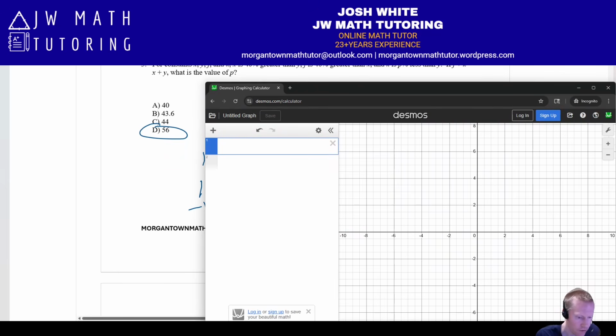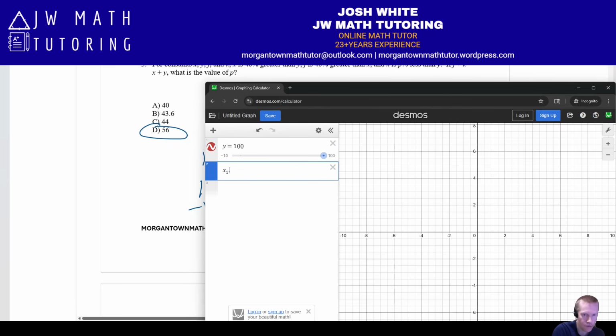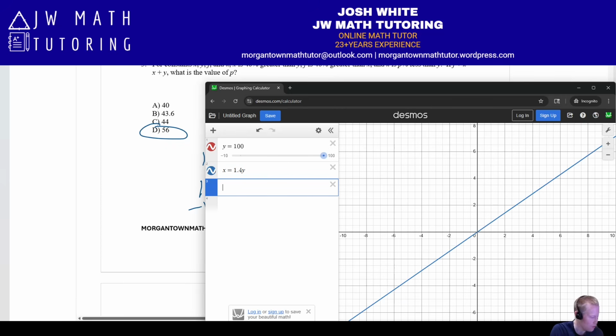So let's see here. I started with, just to make sure, I think I started with y equal to 100 because then x was, again, 40% more than y. And then we knew that j is equal to 1.4 times x.